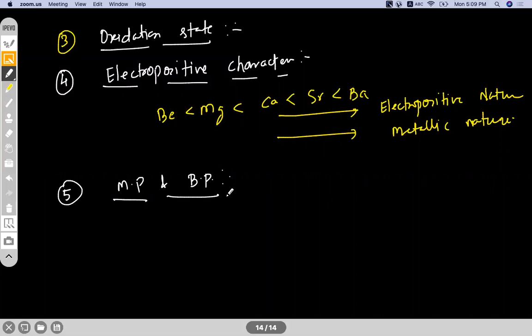And what is the reason for this? Melting point and boiling point? One more point to write down after this. We have just discussed that alkaline earth metals will have higher melting and boiling points than alkali metals. What happens as we go down the group? Okay, so write down the next line.